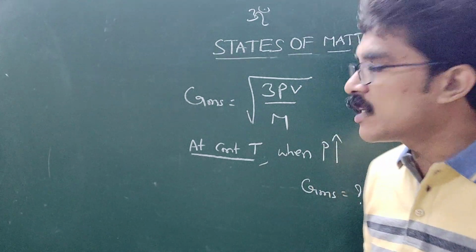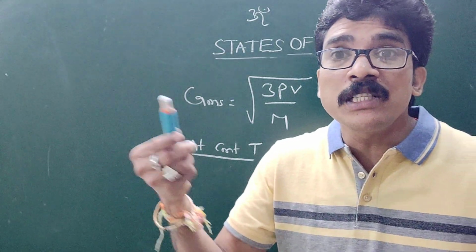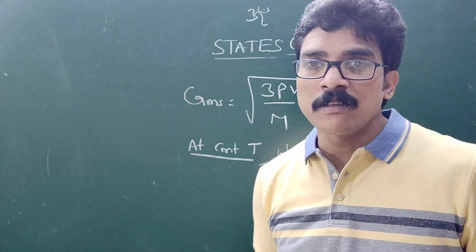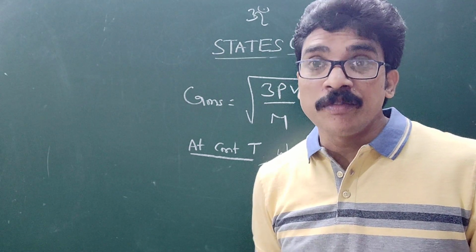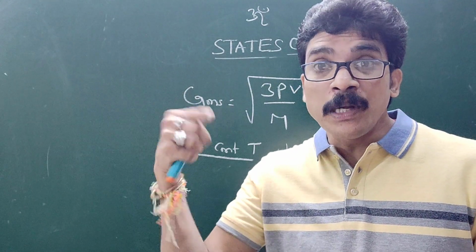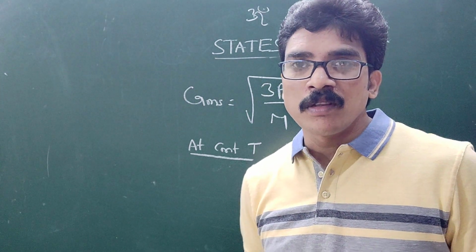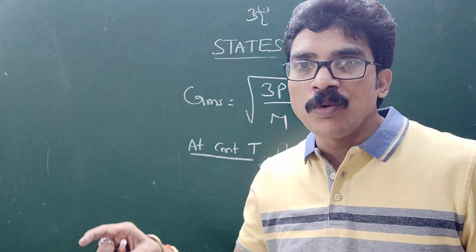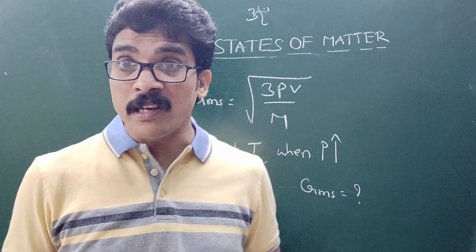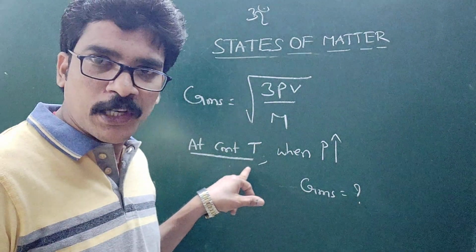Yes, the majority must think like this. RMS velocity is directly proportional to root P. That means C1 by C2 is equal to root P1 by P2. That means if pressure is doubled, P1 is P, P2 is 2P, then 1 by root 2. Then the velocity is equal to root 2 times c. Yes, somebody is doing like that. But very important, here it is given at a constant temperature.